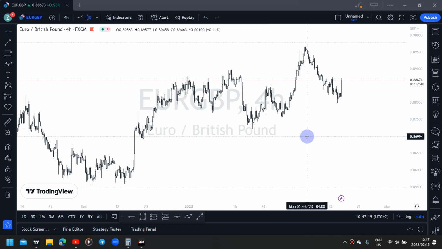Our pair for today's analysis is the EURGBP, the Euro versus the British Pound. So without any further waste of time, let's get on with the analysis, right?